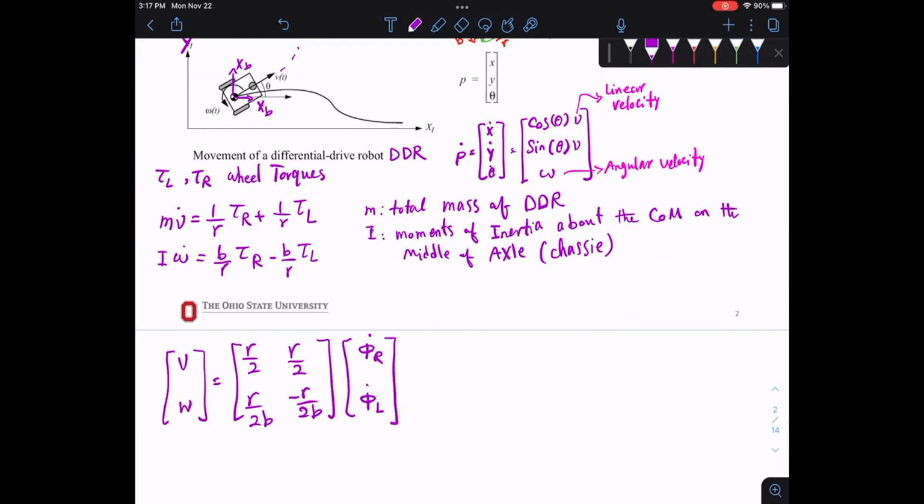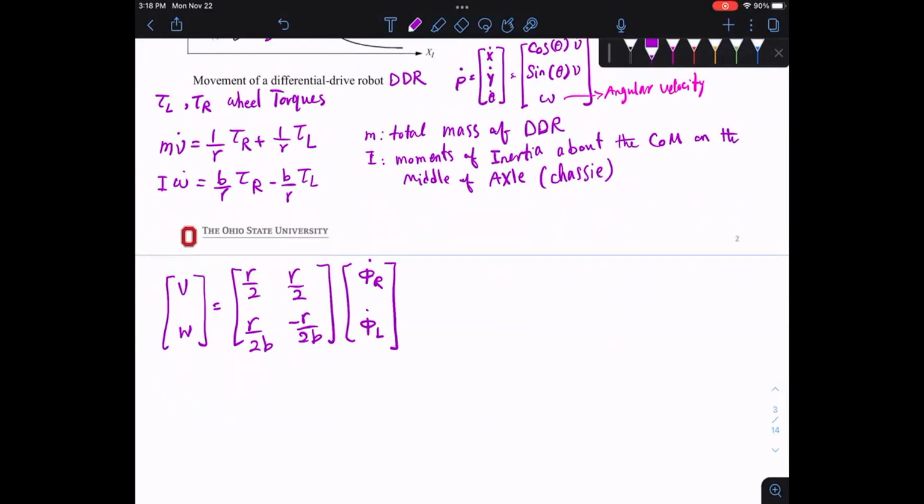So you can use the kinematics that we learned. So basically you can use kinetics, sorry, not kinematics. Kinetics to develop the same thing that we did for our manipulators. We're doing the same thing here.